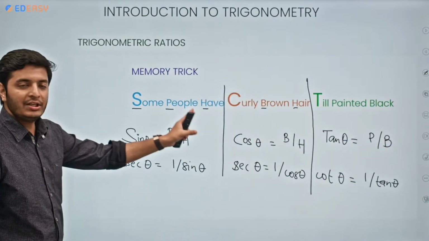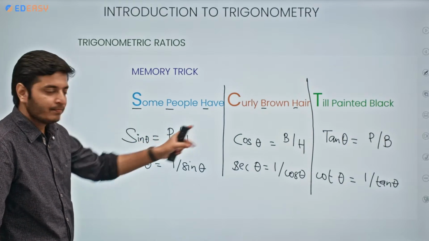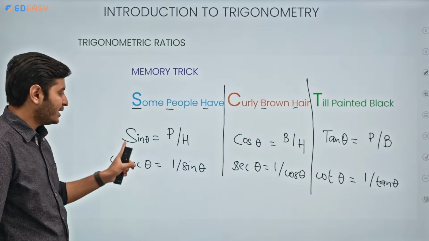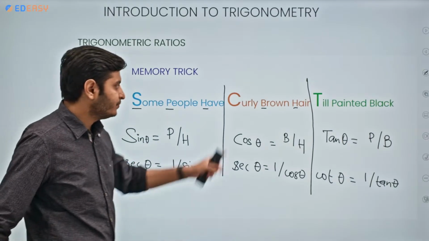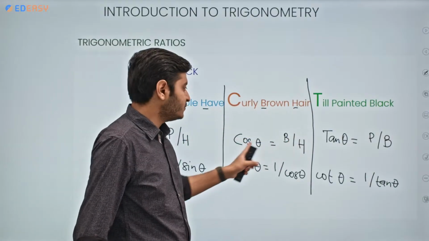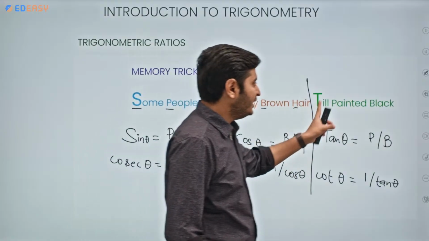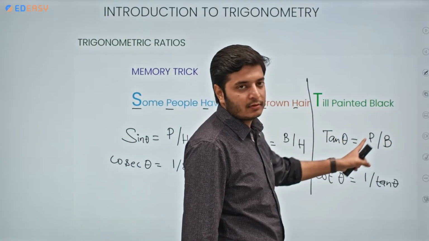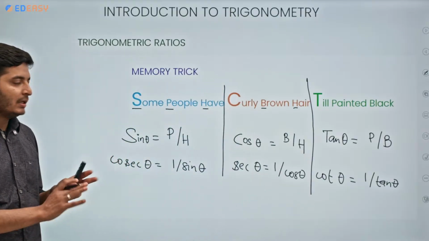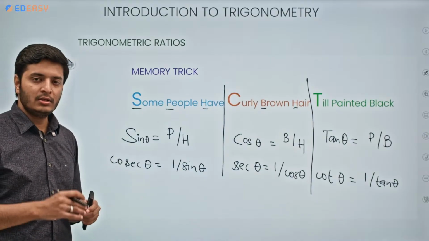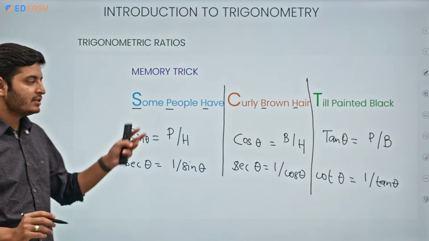So we are going to use the initial of each word in a pair of three. So three words, S, P, H. It means S equals to P by H. Sine theta is equals to perpendicular by hypotenuse. C, B, H. C is equals to B by H. Cos theta is equals to base by hypotenuse. T, P, B. Tan theta is equals to perpendicular by base. This is the trick. Remember this. If you want, you can take the screenshot also, so that it will be very much helpful for you, or take a note of it. Very easy to remember.